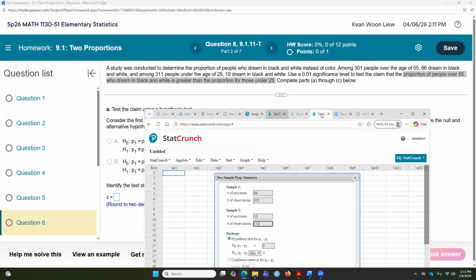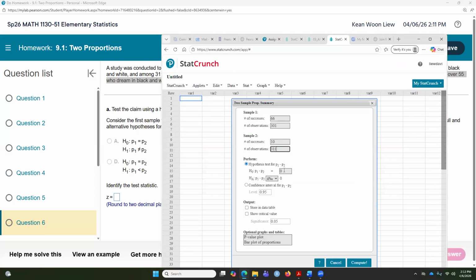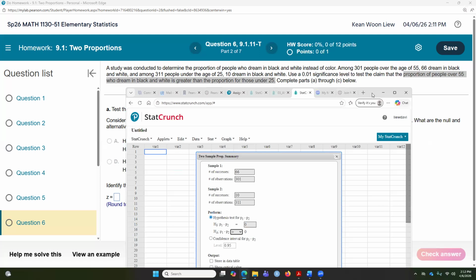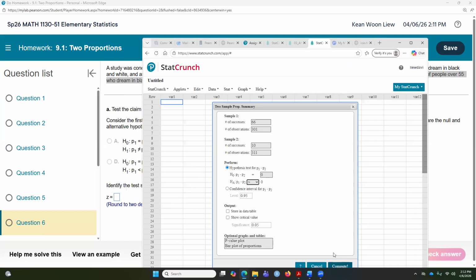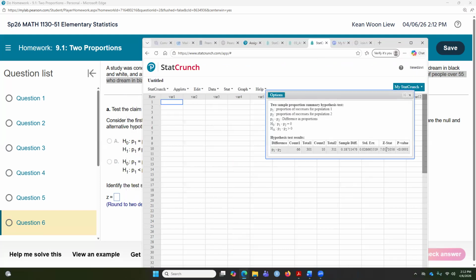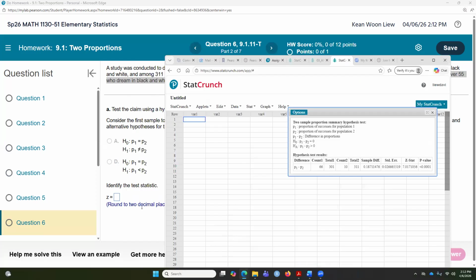So this is always equal to 0. For those who are asking, if you do the two group test here, and we are doing greater than, because the question is asking us for greater than. So we'll use greater than, and then you hit compute, and you will get your test statistic and p-value. Your test statistic in this case, in 2 decimal places as the question asks us to do, is 7.02.